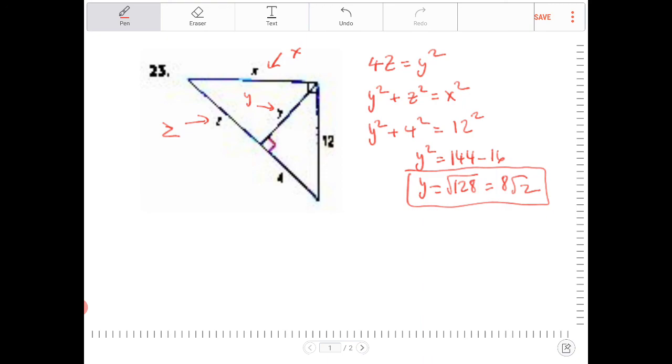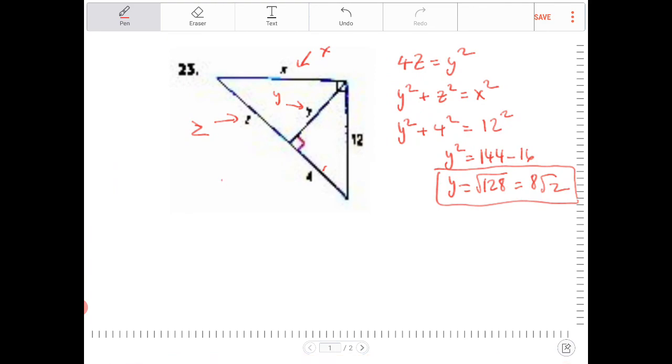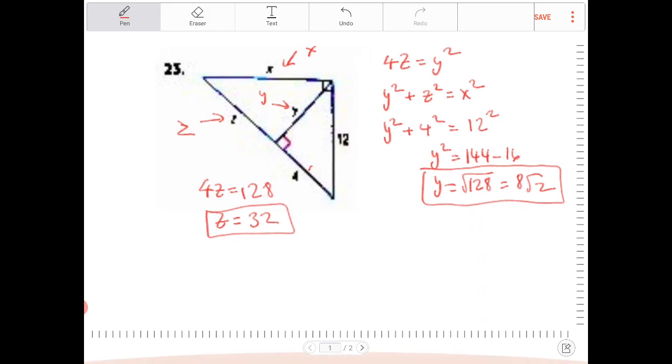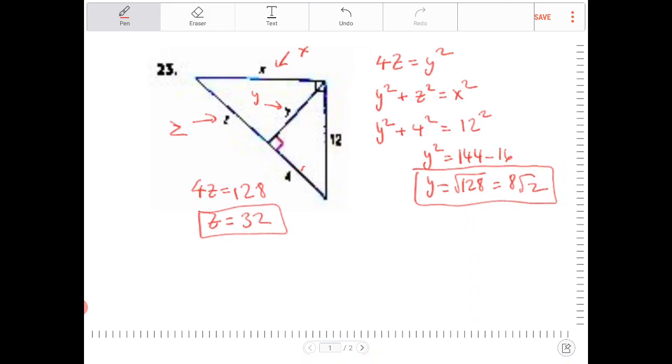And so now that I have y, I can then go back and solve for z, right? So if I have y, which is square root of 128, then 4z is equal to 128. z, therefore, is equal to 32. If z is equal to 32, then I can solve for x. Because y squared is 128.